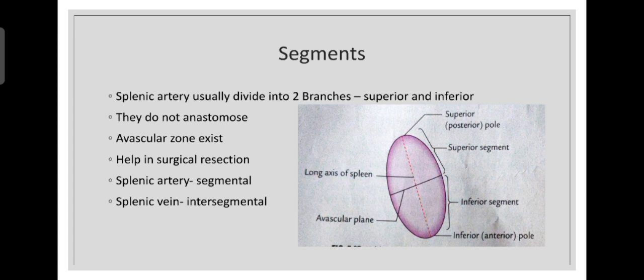So when the spleen ruptures, the part of the spleen that has been ruptured should be removed. In order to preserve some part of the spleen, the segment which has ruptured is the only one removed. Incision is given along this line to prevent bleeding. So it is very important to know about these segments of the spleen. Also, the splenic artery is segmental in origin, but the splenic veins are intersegmental, that is, they lie between these two segments.